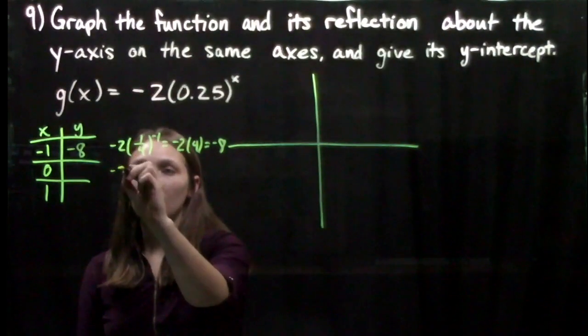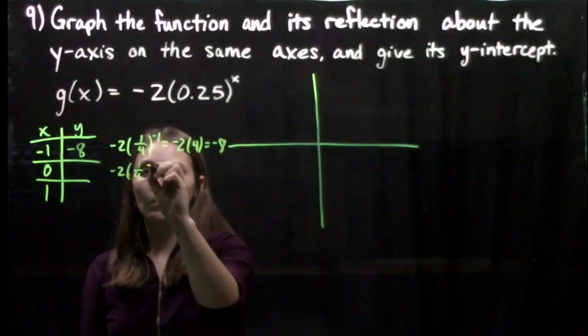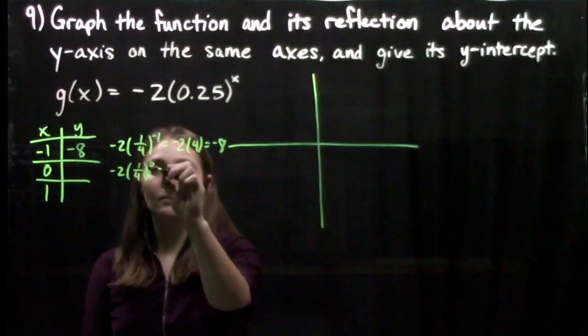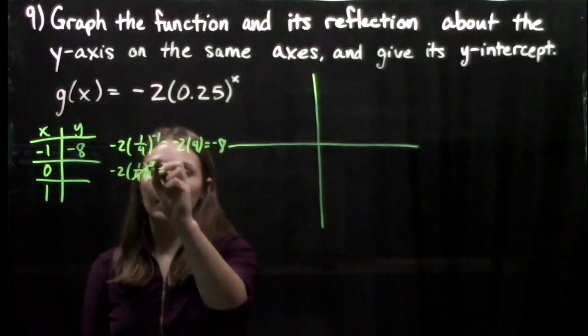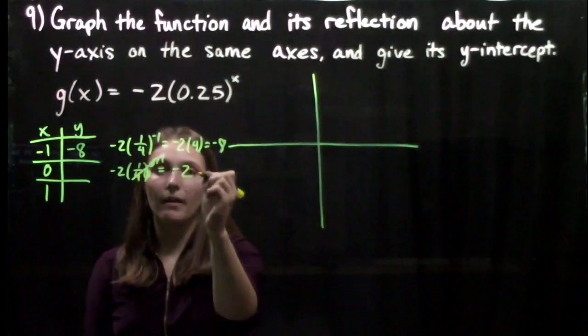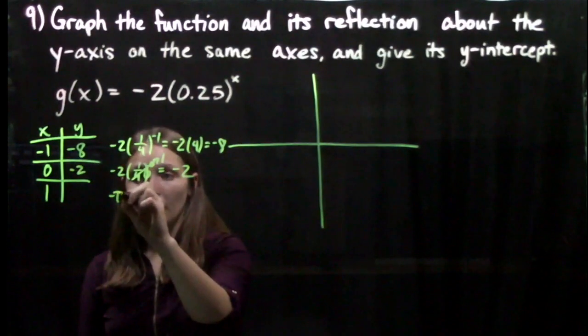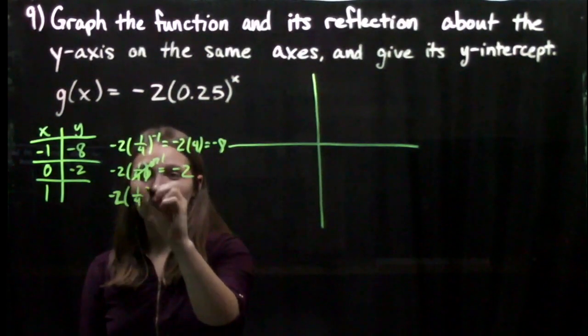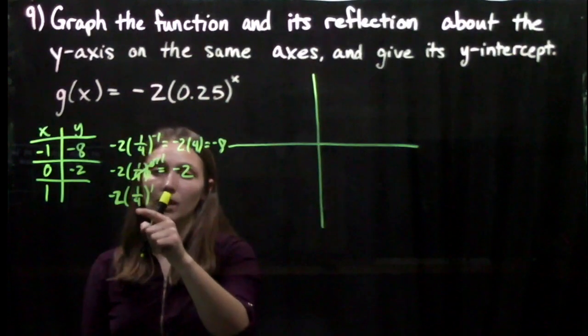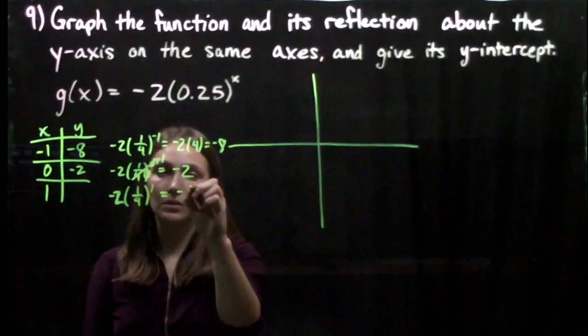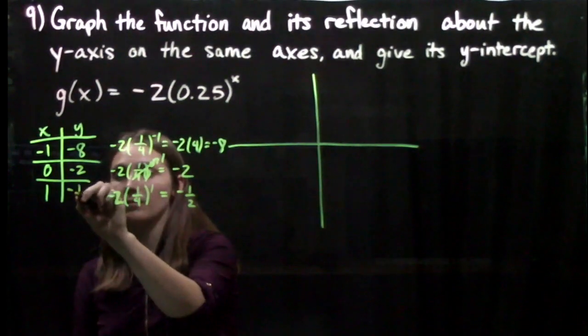When we plug in 0, we get -2 times 1/4 to the 0, which equals, this part here goes to 1, and so we have a y-intercept here at -2. Going ahead and plugging in 1, we get -2 times 1/4, which is equal to -1/2.